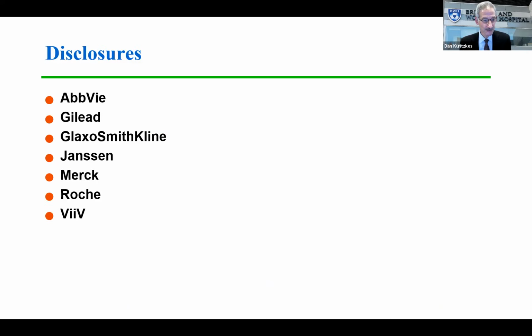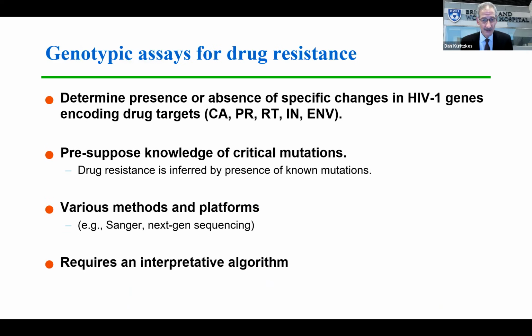These are my disclosures. So let's start with a discussion of genotypic testing for drug resistance. Genotyping, of course, determines the presence or absence of specific changes in HIV genes encoding the drug targets, such as capsid, protease, reverse transcriptase, integrase, or envelope.